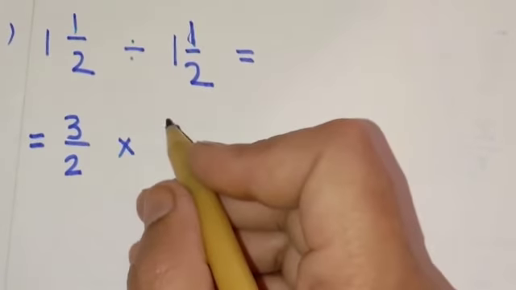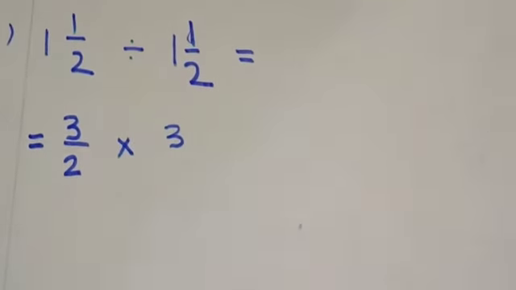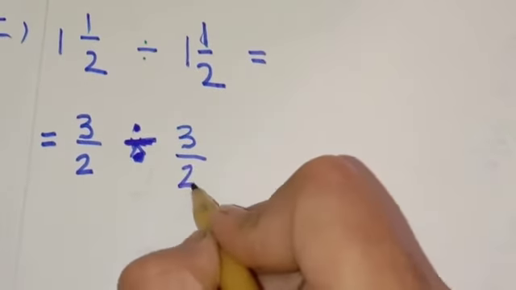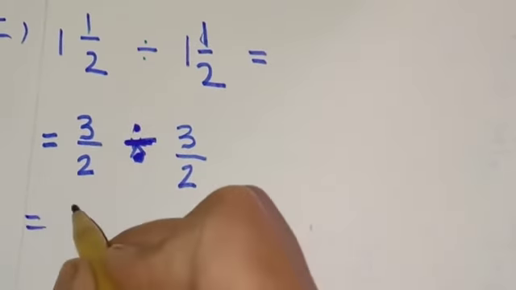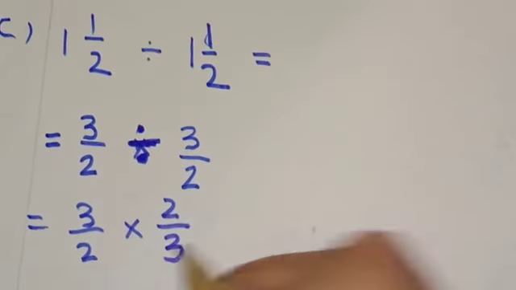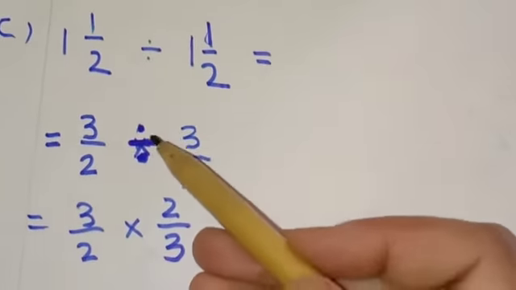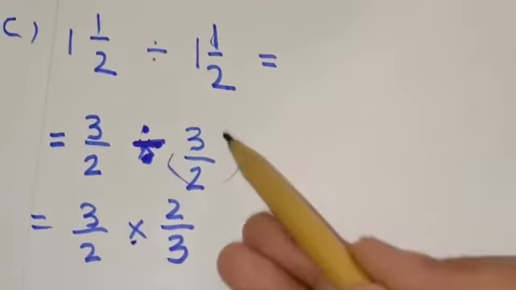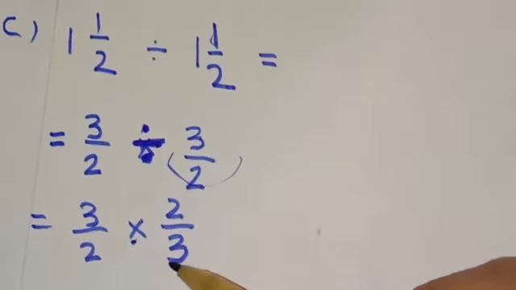2. But I think I have to make it more clear. Let me take it reciprocal in third step. Now 3 by 2 multiply by 2 over 3. Clear? After taking reciprocal, division sign change into multiplication, and our fraction 3 by 2 becomes 2 over 3.